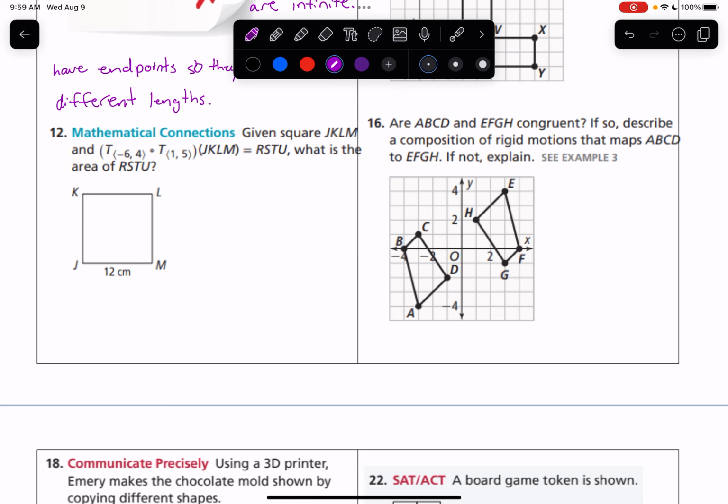Number 12, given square JKLM and this set of translations, what is the area of RSTU? Well, those translations represent a rigid motion, which means the area will not change. So the area of this shape is the same as the area of the new square. And since the area of this shape is 12 times 12, or 144, then that means that the area of the new shape is also 144. That's a pretty simple one.